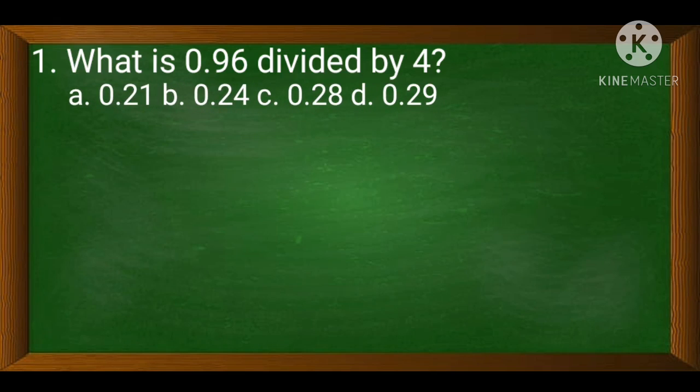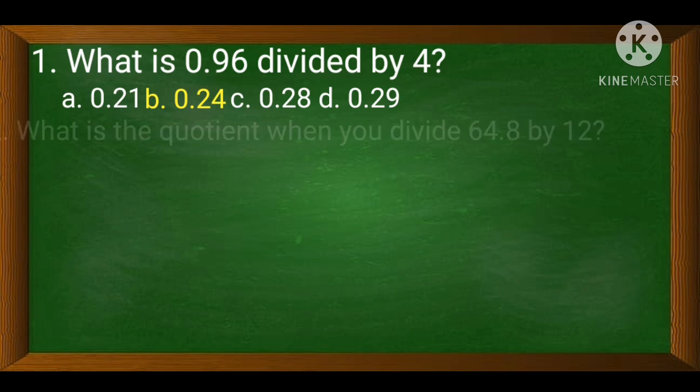Question number 1. What is 0 and 96 hundredths divided by 4? A. 0 and 21 hundredths. B. 0 and 24 hundredths. C. 0 and 28 hundredths. Or letter D. 0 and 29 hundredths. You got it. The correct answer is letter B.